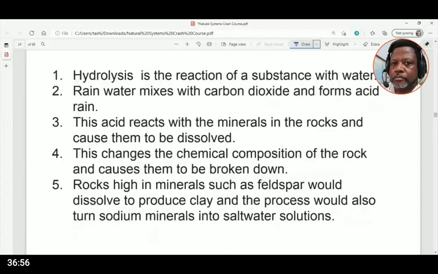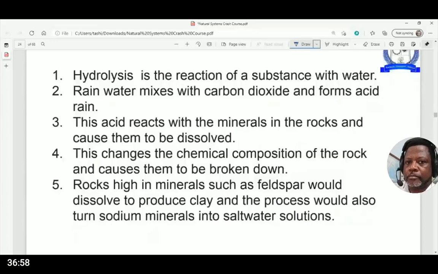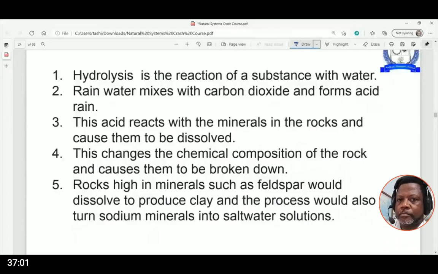This is how it happens. Hydrolysis is the reaction of a substance with water. So the rainwater mixes with the carbon dioxide and it forms acid rain. It forms a weak carbonic acid, right? So this acid reacts with the minerals in the rocks and it causes them to dissolve. For hydrolysis, sometimes we refer to it as solution. This changes the chemical composition of the rock and causes it to be broken down.